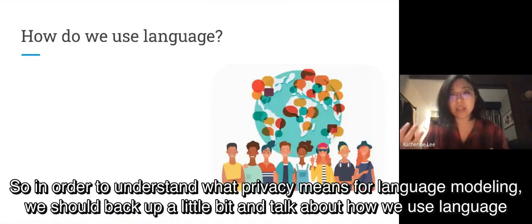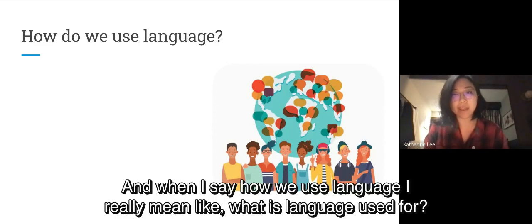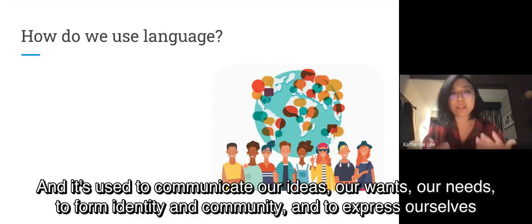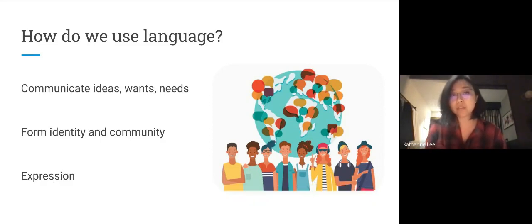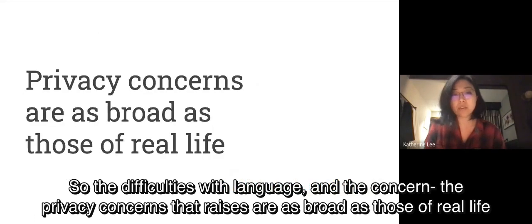So in order to understand what privacy means for language modeling, we should back up a little bit and talk about how we use language. And when I say how do we use language, I really mean, what is language used for? It's used to communicate our ideas, our wants, our needs, to form identity and community, and to express ourselves. So the difficulties with language and the privacy concerns that raises are as broad as those of real life.